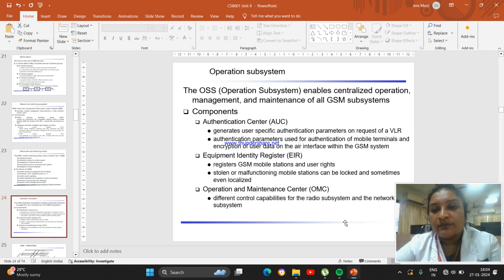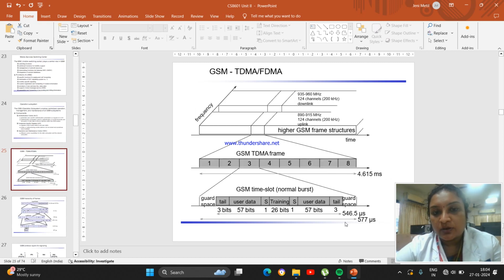In the OSS, we handle the centralized operation, management, and maintenance of the whole GSM system. Its components are the authentication center, the equipment identity register, and operation and maintenance. The authentication center provides overall control. In the equipment identity register, we register all GSM mobile stations and user rights. Operation and maintenance controls the operations of the radio system.